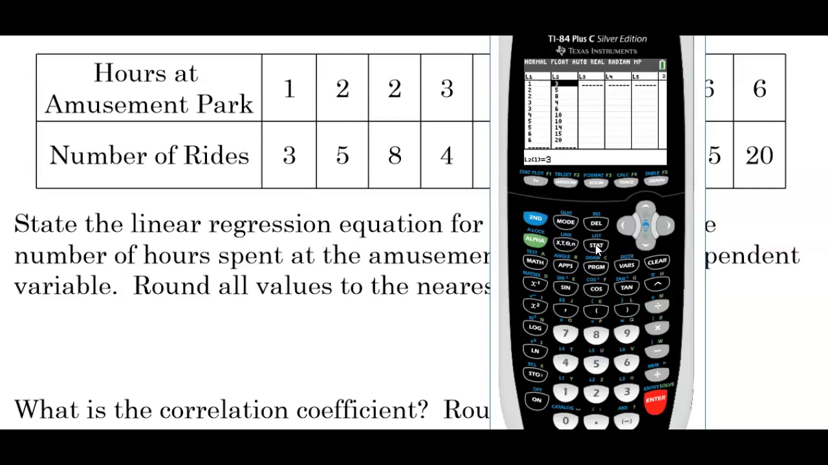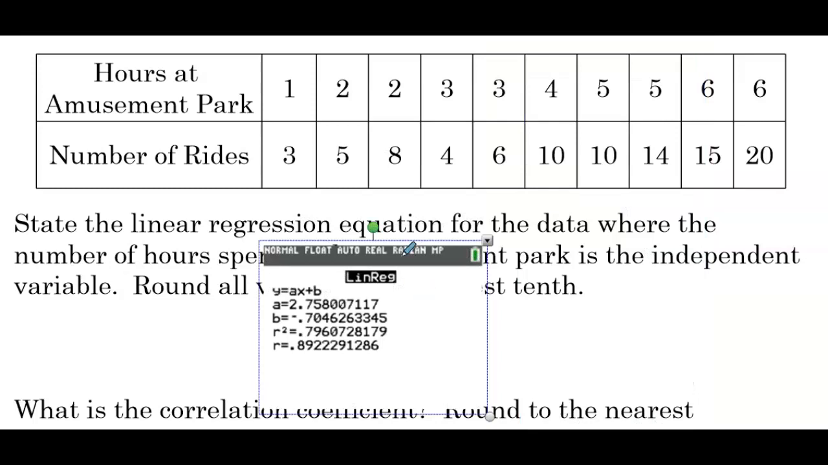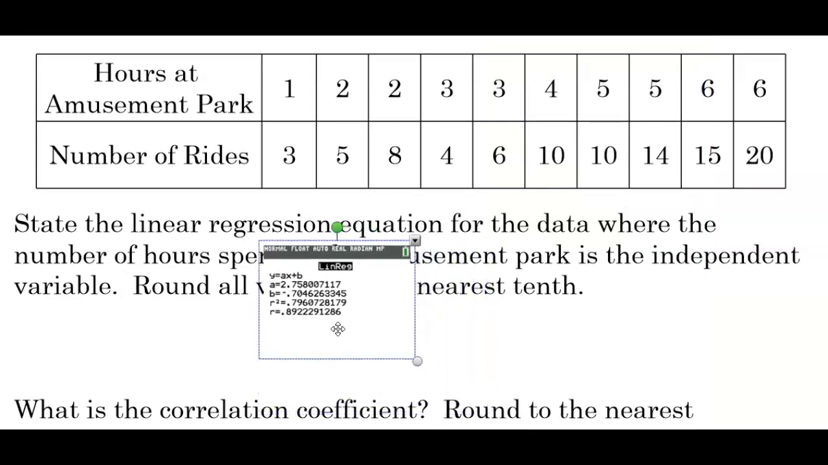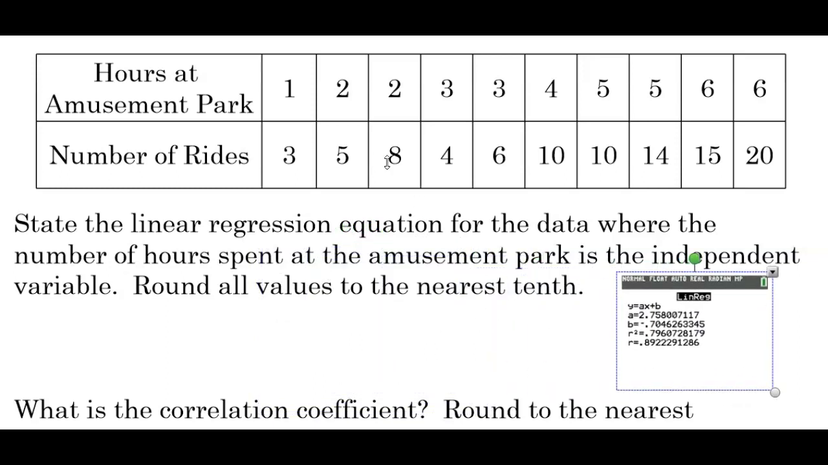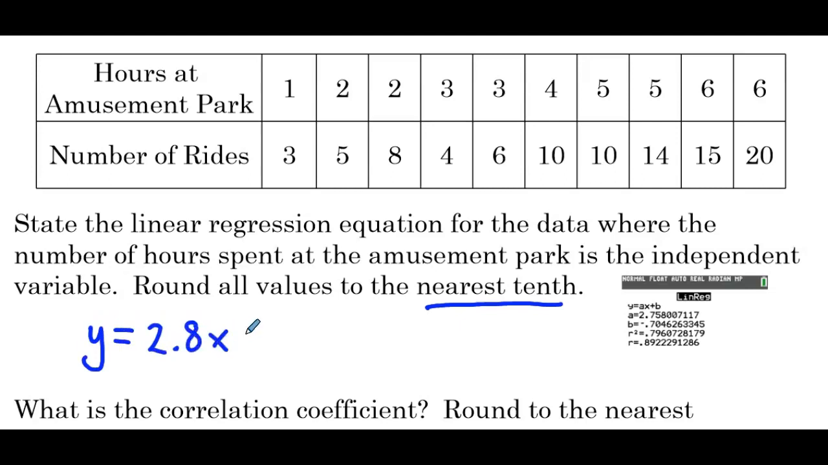Once you've done that, we're going to hit stat, over to calc, choice 4, down to calculate, hit enter, and I'll drag the screen into our notes and make it a little smaller. Okay, so there we have our linear regression. We're rounding to the nearest tenth, so the linear equation is y equals 2.8x minus 0.7.